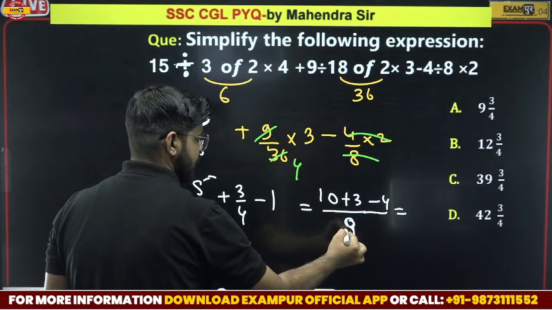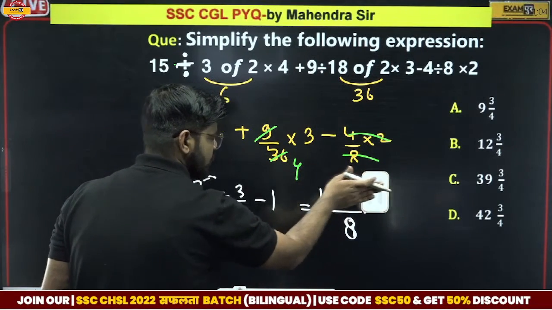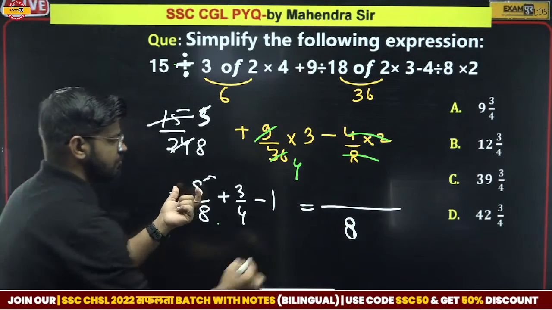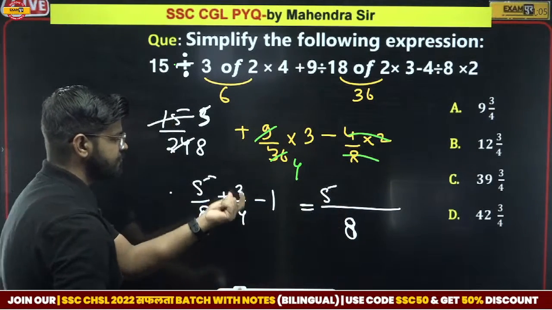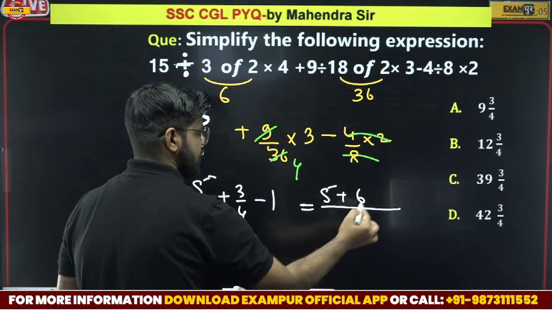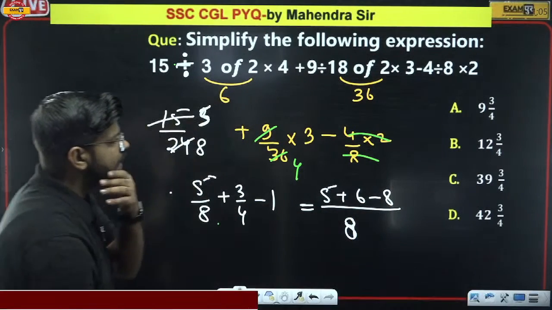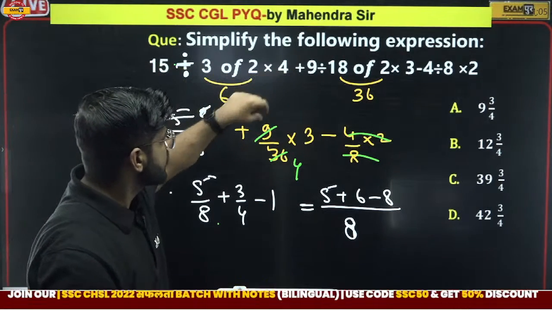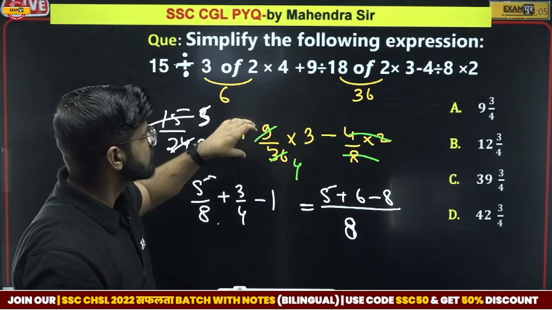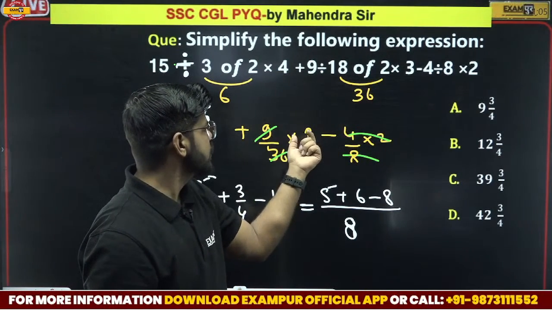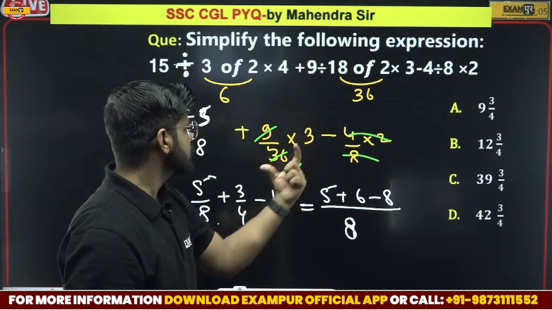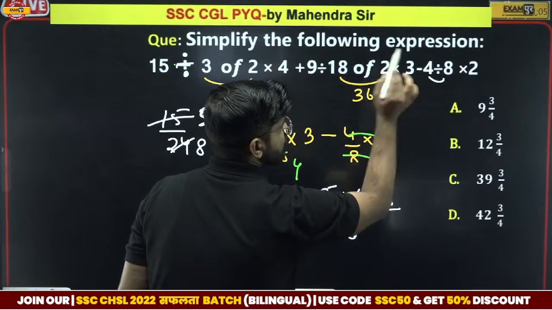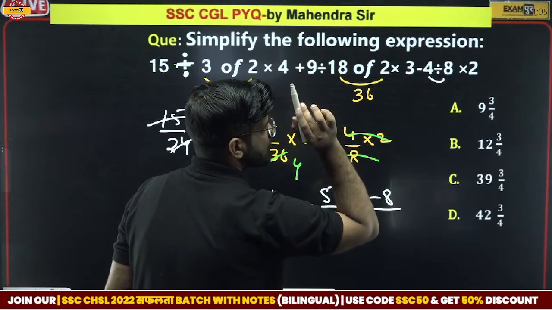So we are getting LCM as 8. And now 5 as it is, and 4, we have 6 here and minus 8 here. So we are getting something wrong here. What we did: 9 is there, 18 twos are 36. Into 3 is here. 3 by 4, 9 fours are, yes, 3 by 4 is clear. And here we are getting 4 divided by 8.